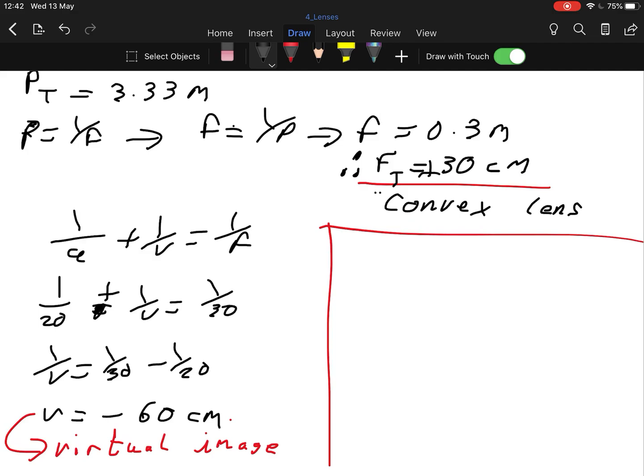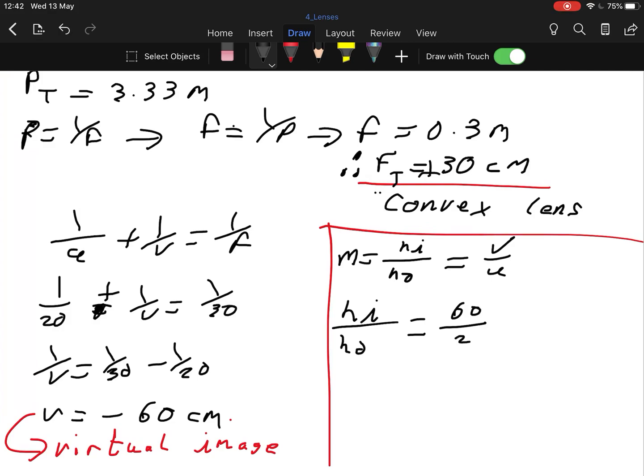Part 2, we want to find basically the magnification. Magnification is height of the image over height of the object. What was the magnification? Find the position, nature, and height. They didn't give us the magnification, so we're going to have to figure it out. So M equals HI over HO, which all equals V over U. What was V? V is 60 and U is 20.